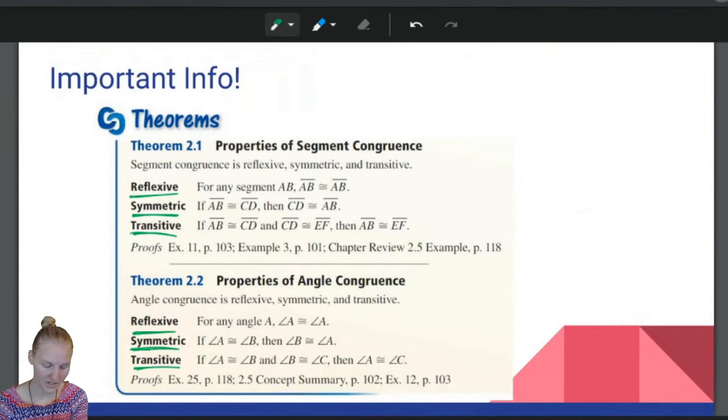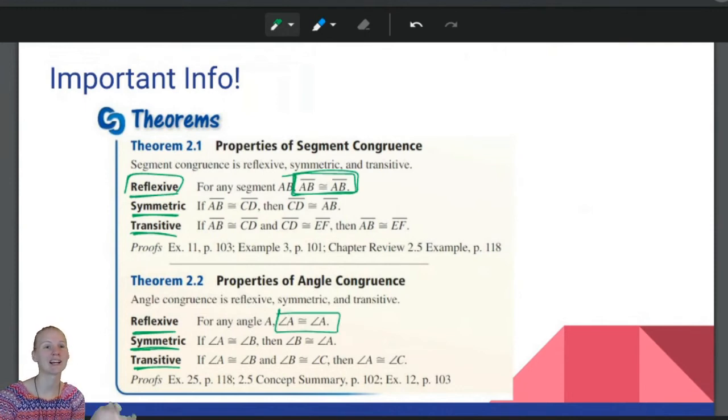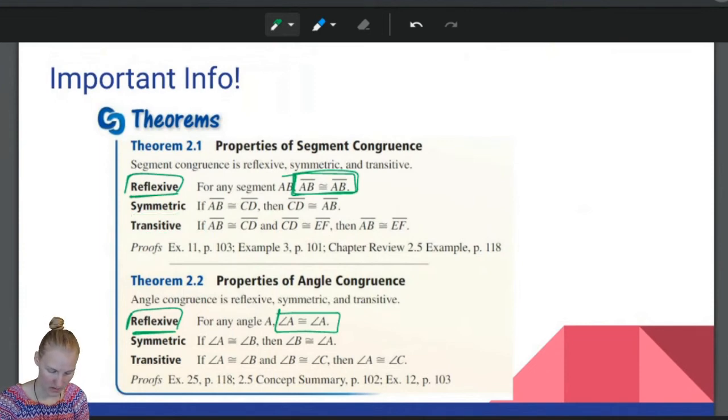So, what does the reflexive property look like for a segment? Well, if you find yourself saying that segment AB is congruent to segment AB, that's the reflexive property, because you're saying that one thing is congruent to itself. Remember, it's like you're looking in a mirror and seeing yourself. AB is looking in the mirror and seeing itself. The same goes for angles. If you ever see angle A is congruent to angle A, that's the reflexive property again, just with angles.